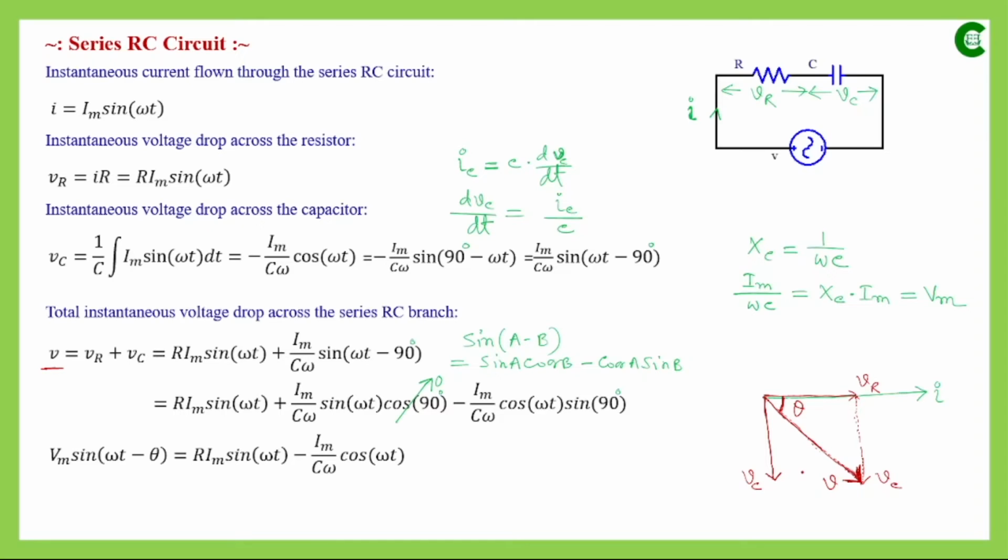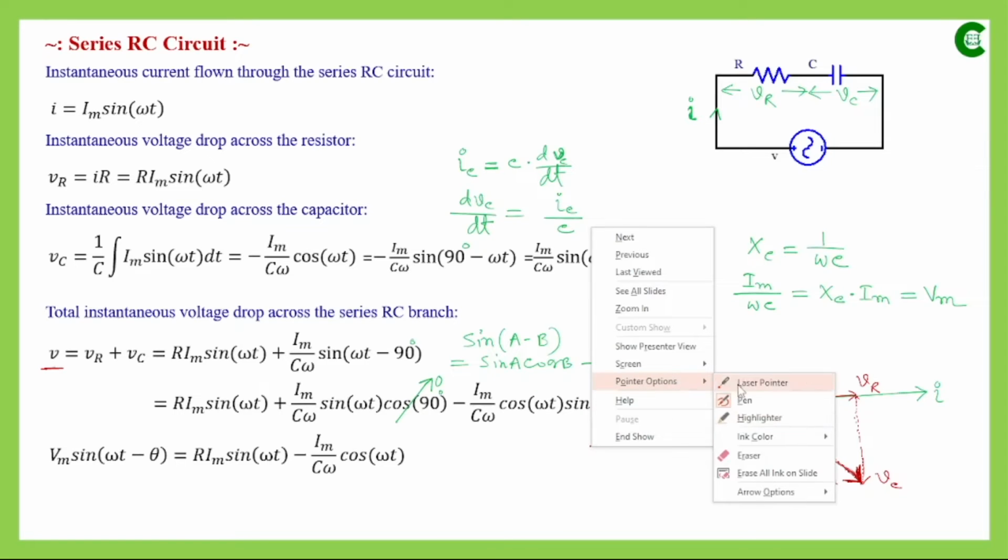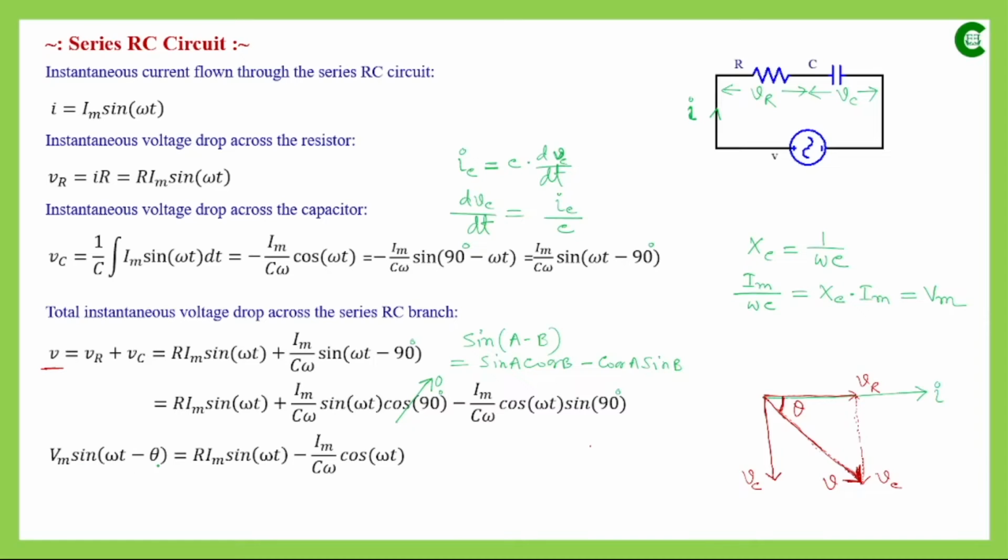So when we are writing the expression of instantaneous voltage, here we are expressing it as Vm sin(omega t minus theta). Vm is the peak value of the total voltage drop across this RC branch, and since it is sinusoidal in nature, it is sine of omega t, and since this voltage is lagging the corresponding current by this angle theta that we assumed, so minus.